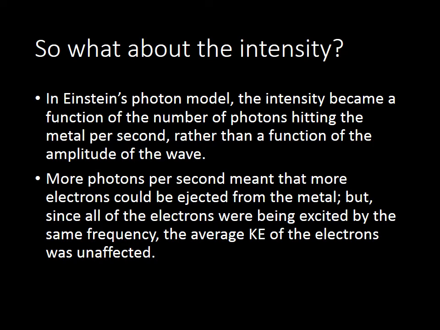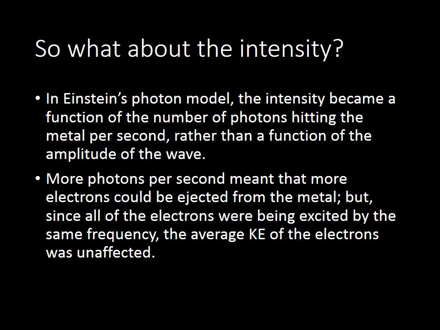Well, that explains why certain frequencies wouldn't eject an electron, because they didn't have enough energy to eject that electron from the plate. But what was this about the intensity? Remember, the theory was that if I made the light brighter, if I increased the amplitude of the wave, then I should be able to get more kinetic energy to the electrons.